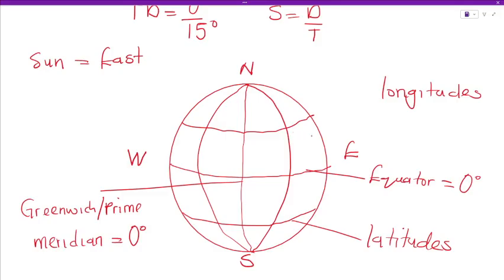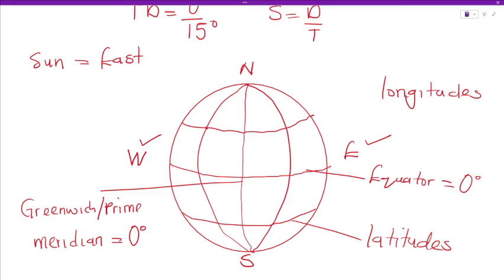So that is how come we are saying places nearest to the east see the sun first compared to places in the western direction. This is going to be helpful when it comes to calculating time differences, because you are going to check which place is nearest to the east. The one nearest to the east is ahead in time automatically compared to the other place.